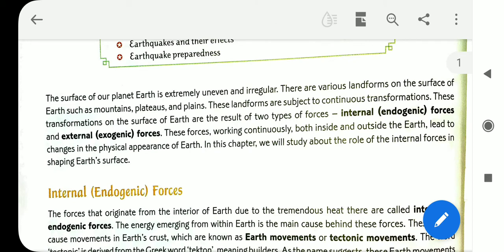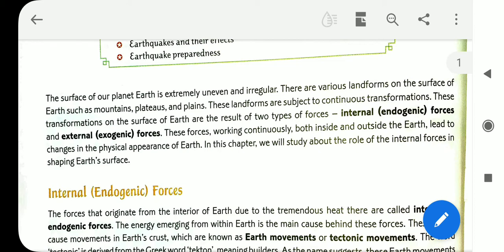There are various landforms on the surface of the Earth, such as mountains, plateaus, and plains. These are not similar. The mountains are the higher landforms. The plateaus are lower than the mountains and higher than the plains. Plains are the surface where we live, where we move from one place to another, where we build our houses. These landforms are subject to continuous transformations.